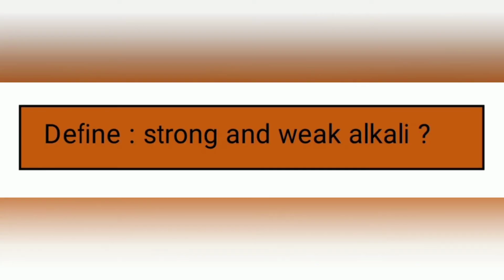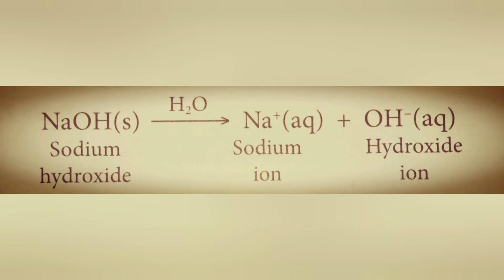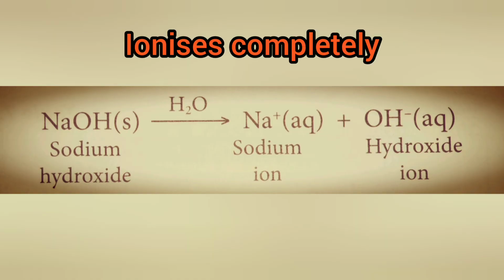A strong alkali is an alkali which is fully ionized in water to produce a high concentration of hydroxide ions. For example, sodium hydroxide is a strong alkali. It ionizes fully when dissolved in water to produce hydroxide ions.